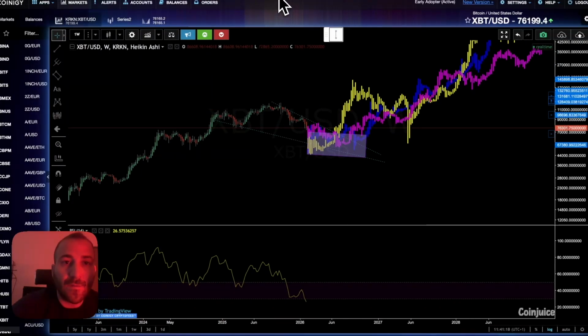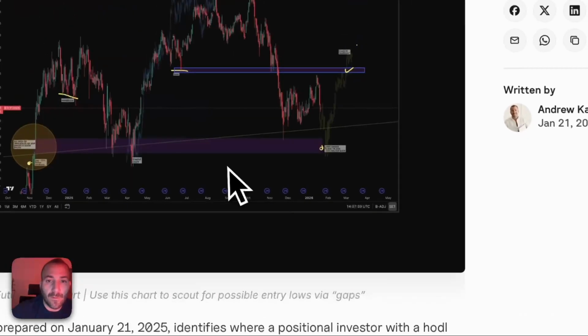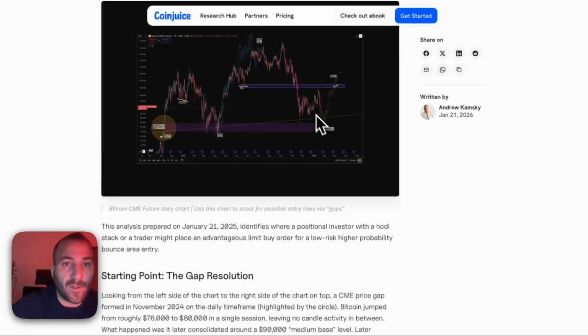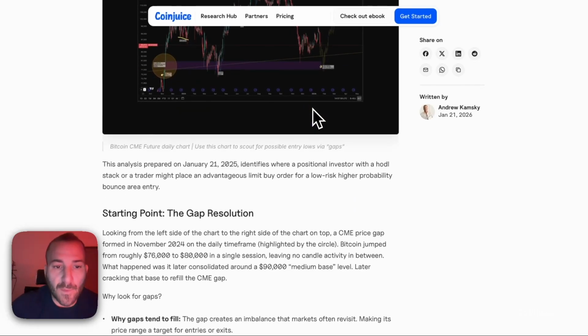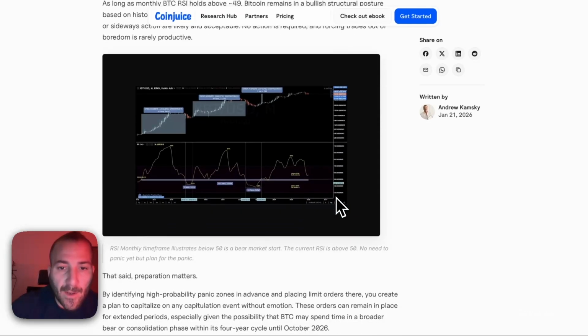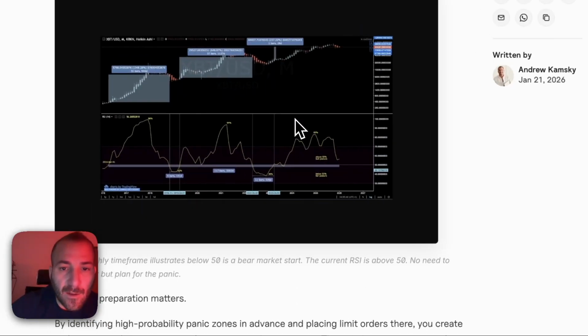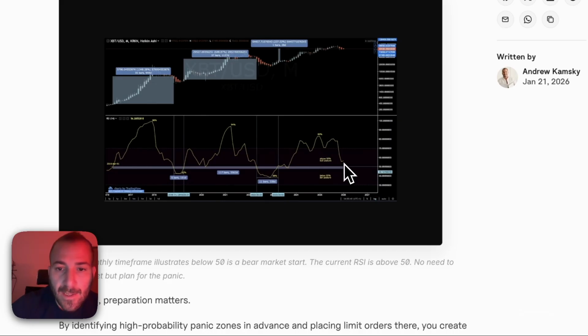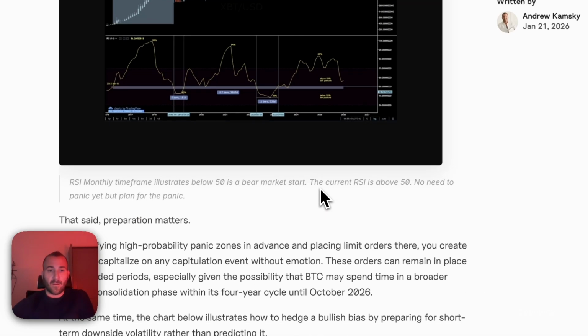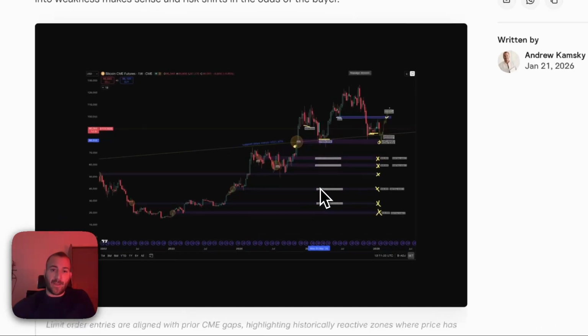So this first order was filled for me. I'll show my orders after this, but this first order was filled. Now, since this article, Bitcoin's monthly was at just below 60, 54, something like that. And now it's down to 46. So that was a big hit to our RSI.